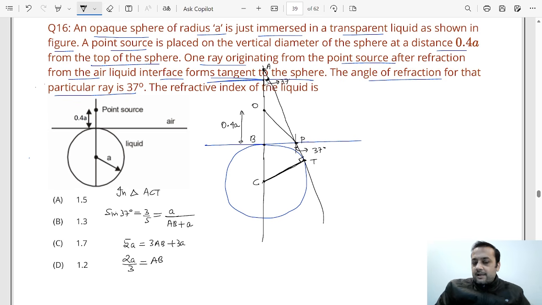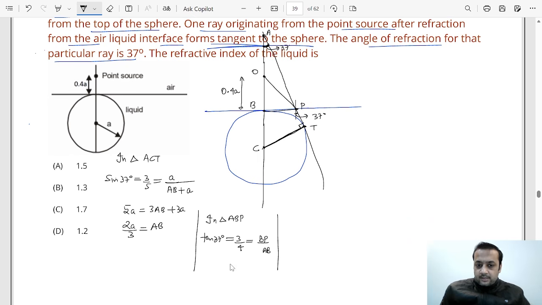Now in triangle ABP, if I find the value of tan 37, tan 37 is 3 by 4, and tan 37 is BP upon AB. AB is again 2a by 3. So if I put the value of AB here, BP will become 3 by 4 times 2a by 3. That means this will become a by 2. So the value of BP becomes a by 2.